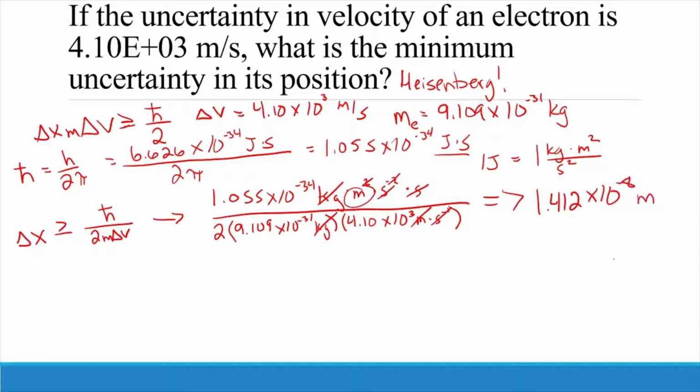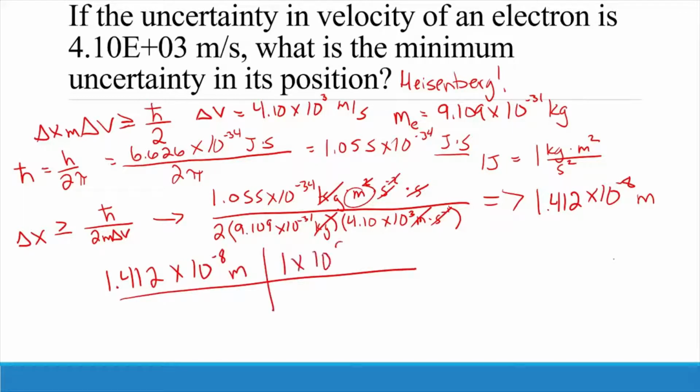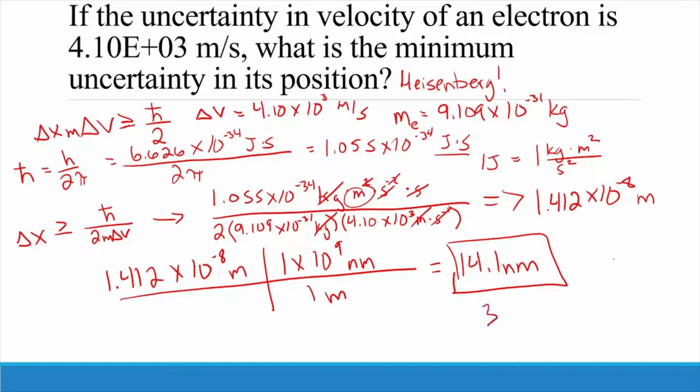But ChemVantage wants us in terms of nanometers. So we have 1.412 times 10 to the negative 8th meters times 1 times 10 to the 9th nanometers for every 1 meter. And this gets you 14.1 nanometers. This question is very picky on sig figs, so they want 3 sig figs. So just keep an eye on that. It might be a significant figure issue here.